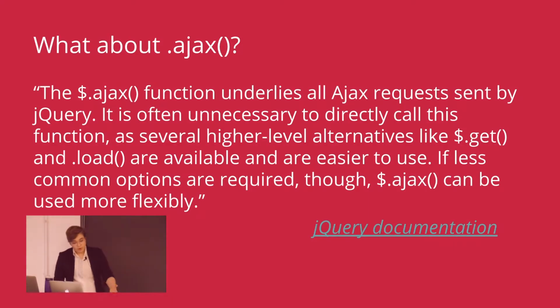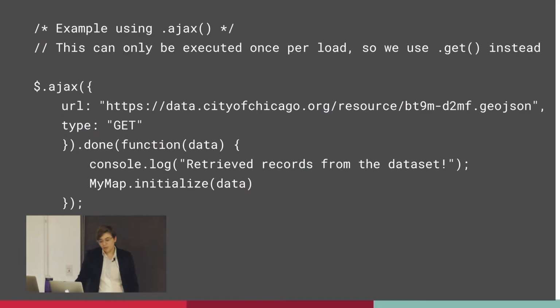So this is an example using AJAX. What it would look like is you have your URL. Then, again, we're declaring what type of request it is. It's a get request. We have this handy console log, so we know that it worked, or at least that it fetched the data. And then, again, we pass it into the object.